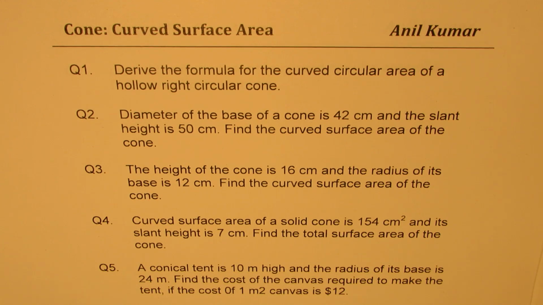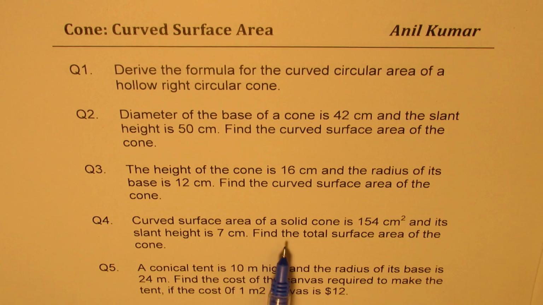Question 3. The height of the cone is 16 centimeter and the radius of its base is 12 centimeter. Find the curved surface area of the cone. Question 4. Curved surface area of the solid cone is 154 centimeter square and its slant height is 7 centimeters. Find the total surface area of the cone.